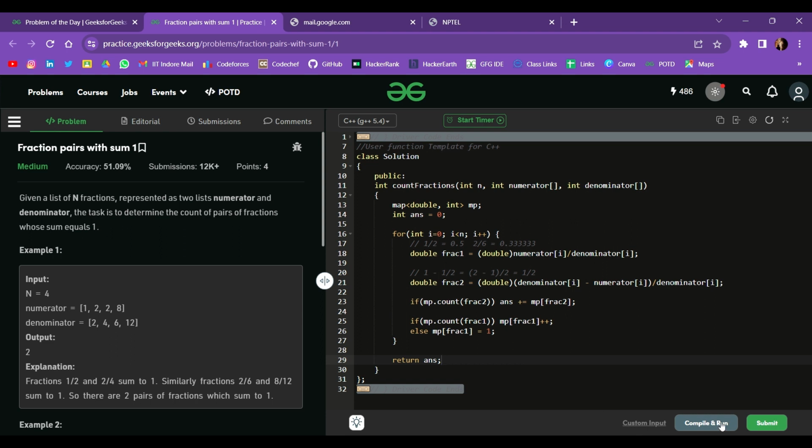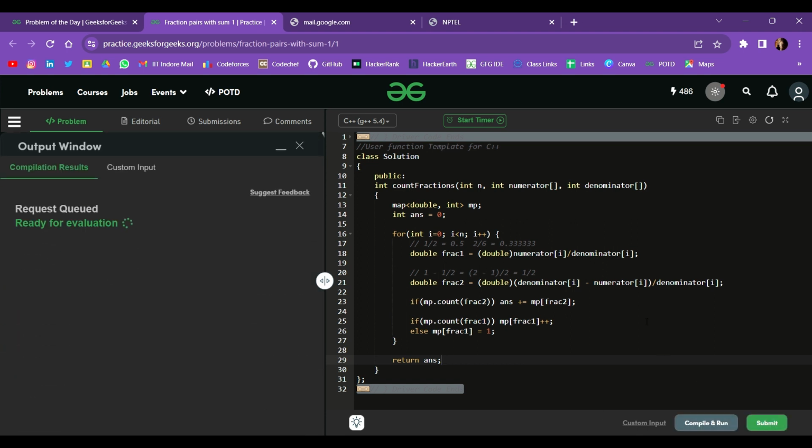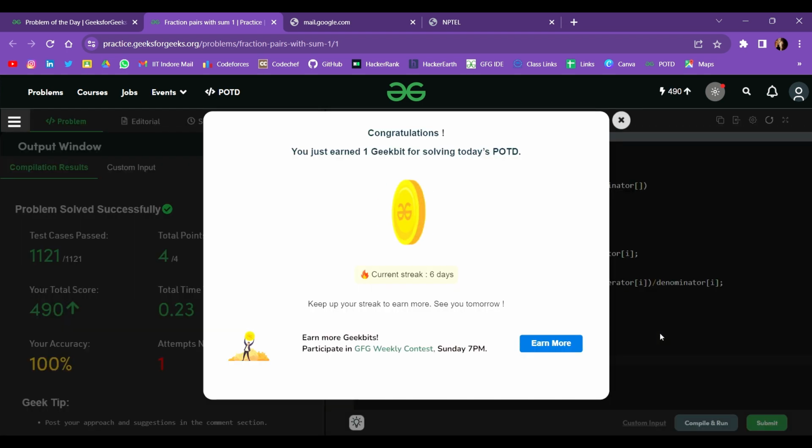Let's try and compile it. Okay, it gets passed. Submitting it. Okay, the solution gets accepted, and this is all for this question. See you tomorrow.